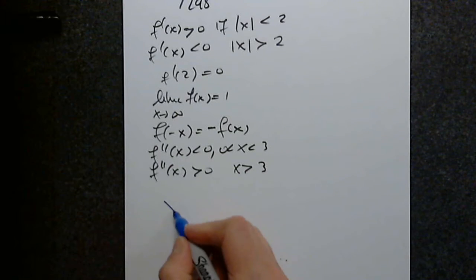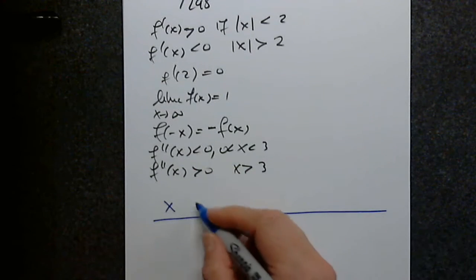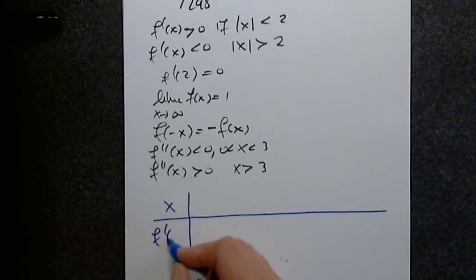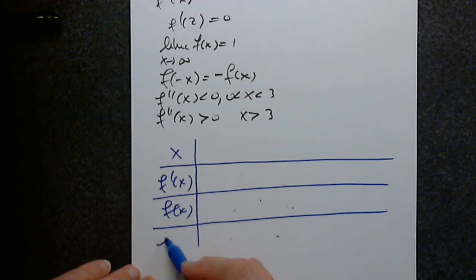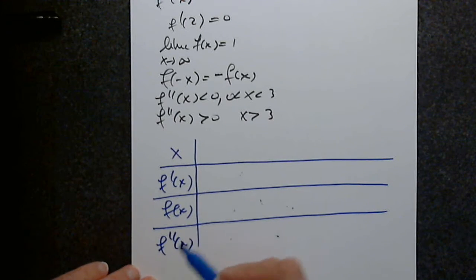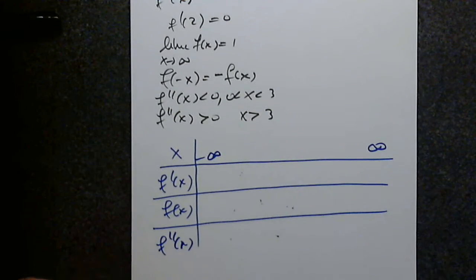Okay. So here's x. Here's f prime. Here's the function. And here's f double prime. From negative infinity to infinity.